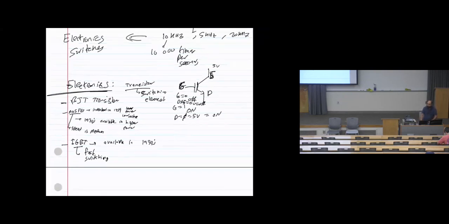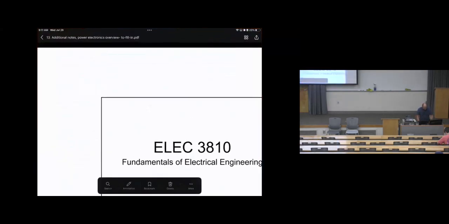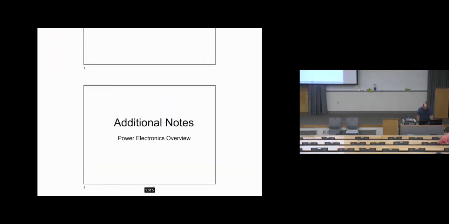Any question about power electronics? Okay, let's go back to the notes. I think we're already done with the power electronics here.